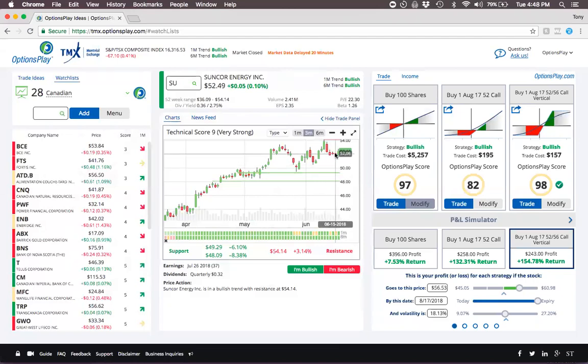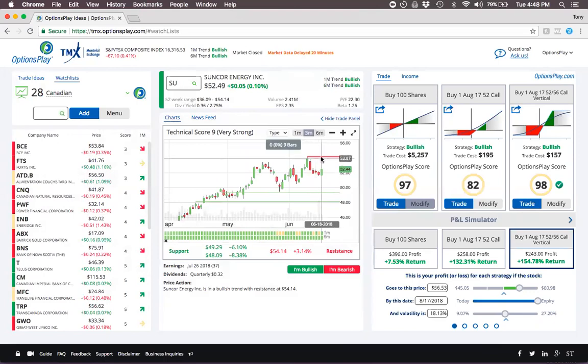So Sucre Energy is trading at 52 right now. Let's say you think the stock is going to go back up to 54, maybe 54 and a half. You can use our P&L simulator, which allows you to put in any given scenario and see side by side which strategy gives you the best return or which strategy gives you the most amount of risk. So let's say you think the stock is going to go up to 54.50. You can punch that in.